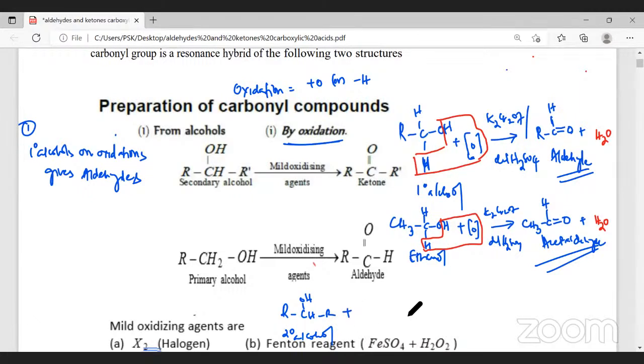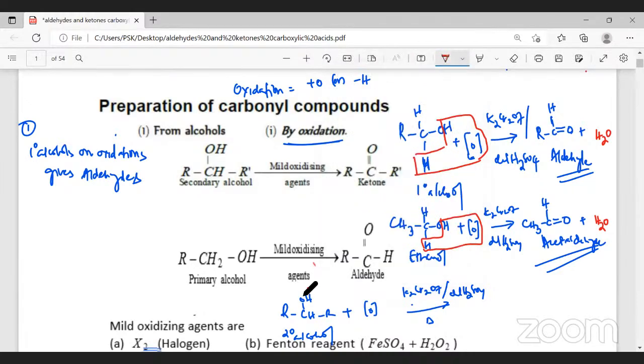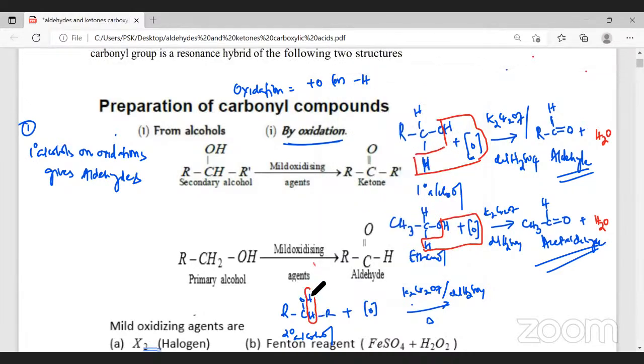The secondary alcohol, when you heat it in the presence of acidified potassium dichromate, the oxidizing agent, gives nascent oxygen. Now, the hydrogen atom of the OH group and the only hydrogen atom of the carbon containing the OH group react with oxygen to form water. What else is left out? We have R, C single bond O, and R. This carbon is not stable. Therefore, a double bond is formed between carbon and oxygen. When a double bond is formed between carbon and oxygen, it is called a ketone. The product formed is a ketone.